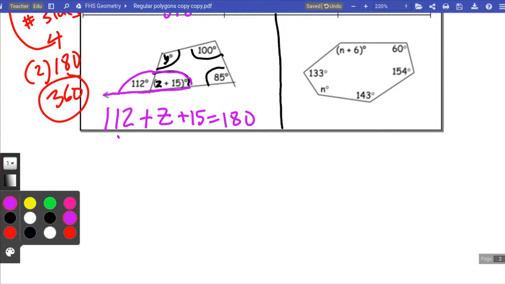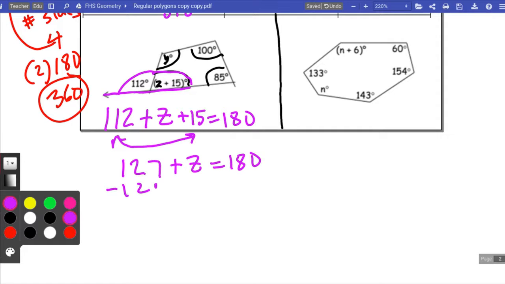So if you add those together, you should have 127, if I'm not mistaken, plus the Z equals 180. Then you subtract the 127 on both sides. And what do we get when we do that? All right, give me 1 second. I'm using my calculator here really fast. That gives me 53. That equals Z. So I know what Z is.